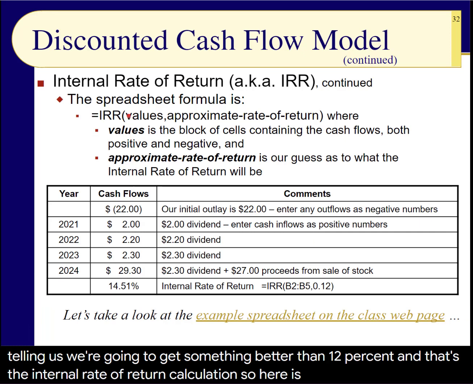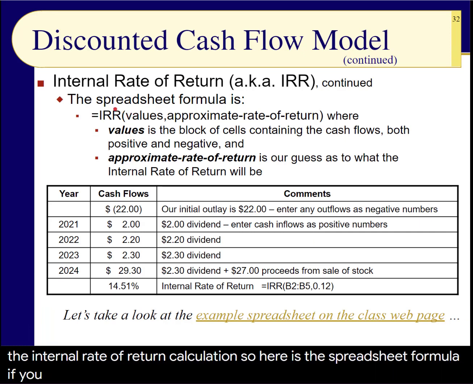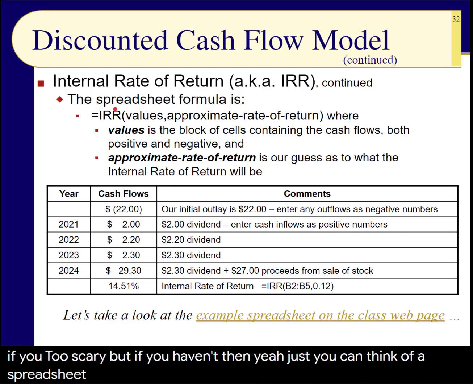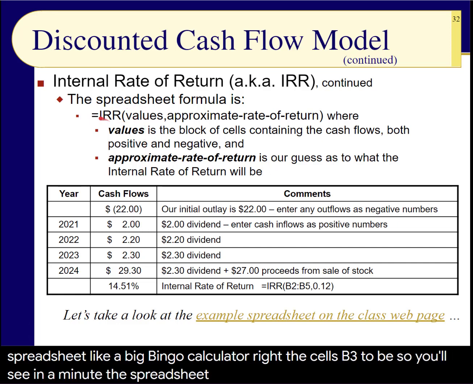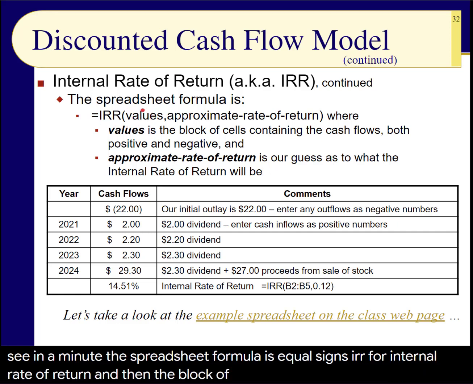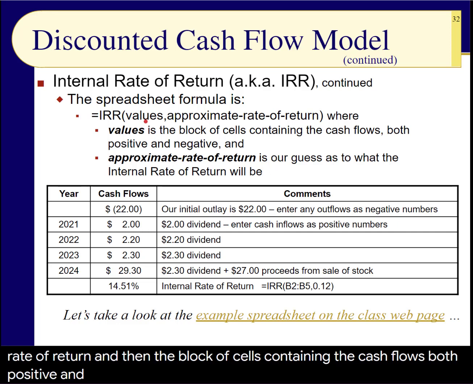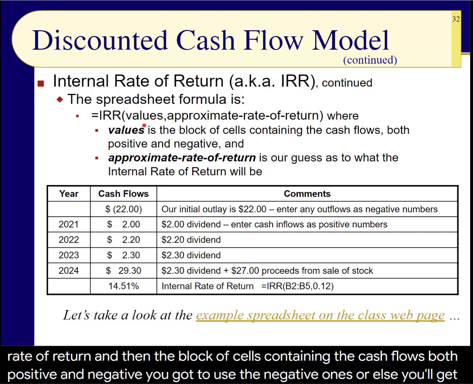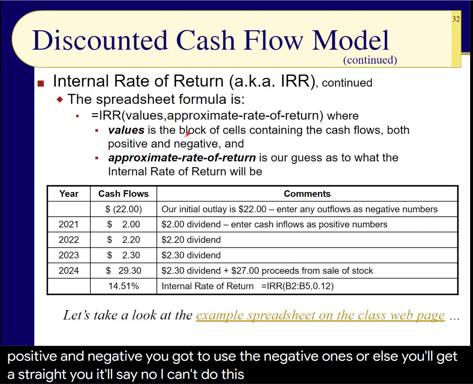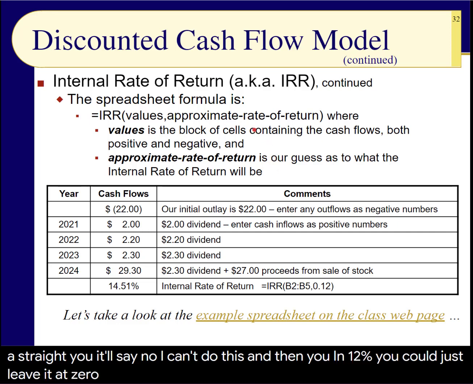So here is the spreadsheet formula. If you've used a spreadsheet, this shouldn't look too scary. But if you haven't, you can think of a spreadsheet like a big bingo calculator. The spreadsheet formula is equal sign IRR for internal rate of return, and then the block of cells containing the cash flows, both positive and negative. You have to use the negative ones, or else it'll say, no, I can't do this. And then you put in an approximate rate of return. Now, we put in 12%. You could just leave it 0, and the computer will do its best to figure out the result.